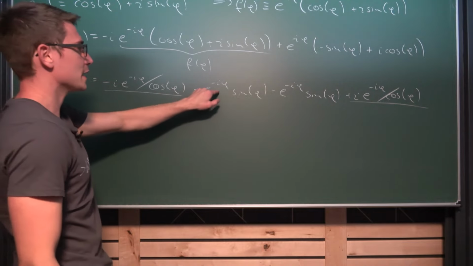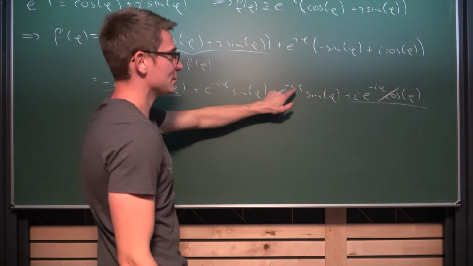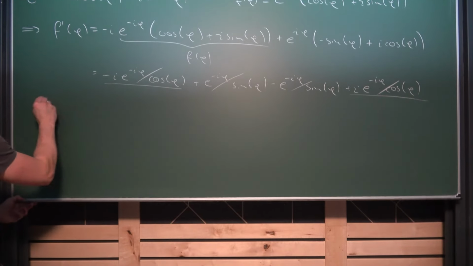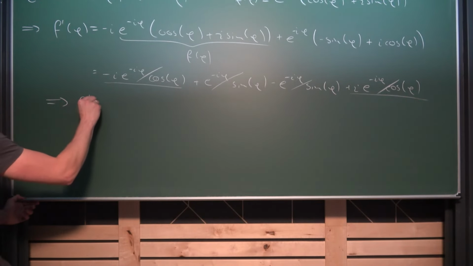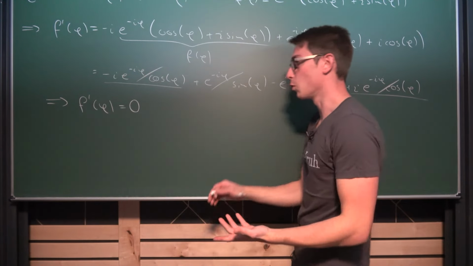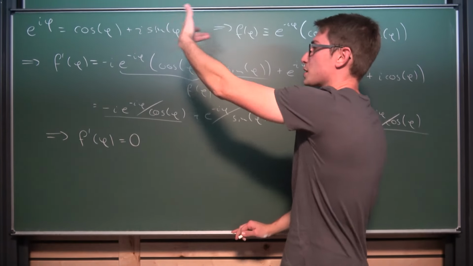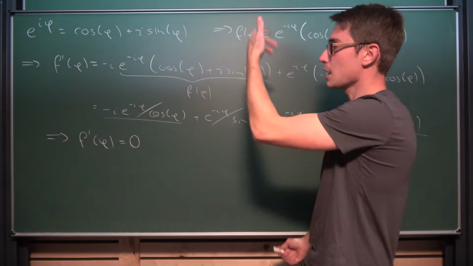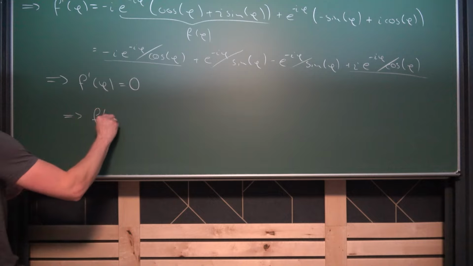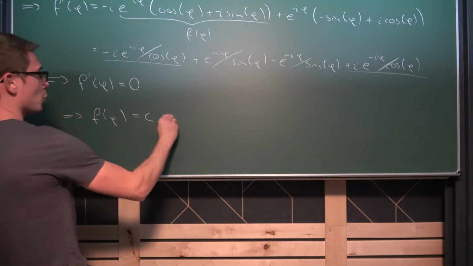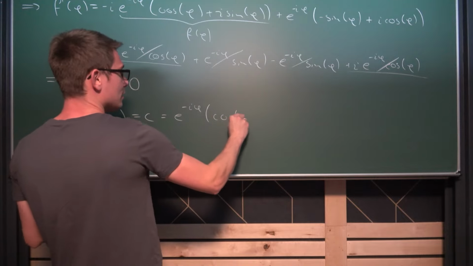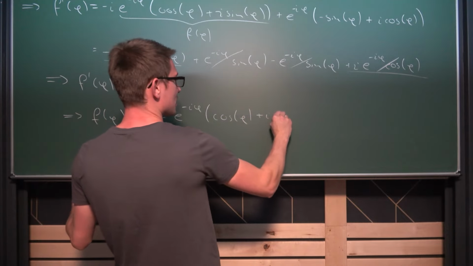We are going to get e to the negative alpha sine of phi minus e to the negative alpha sine of phi. These are additive inverses of one another, resulting in the derivative of our function being indeed 0. Meaning overall, if the derivative of something is 0, then the original something is going to be a constant. Our function f of phi is some sort of constant, and it's equal to e to the negative alpha times the cosine of phi plus i times sine of phi.